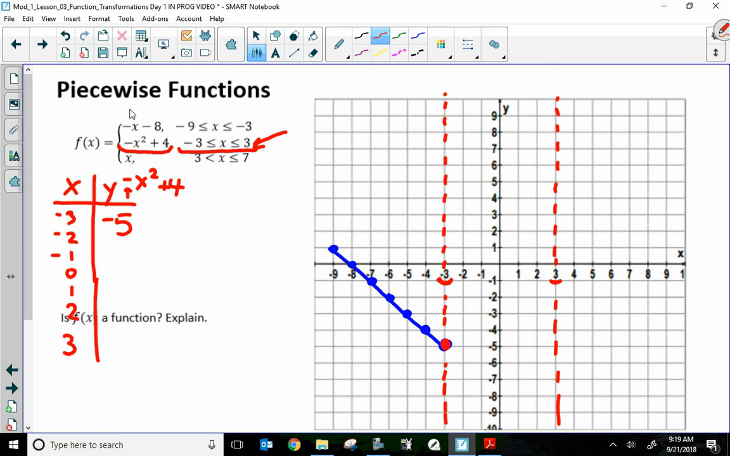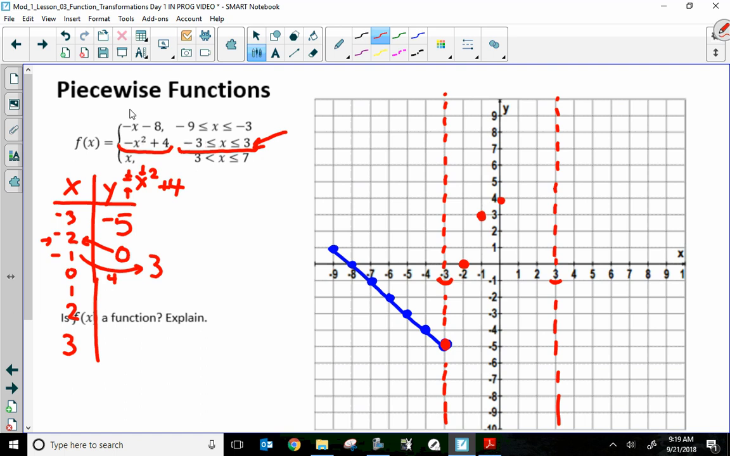That's nice. If I square negative 2, I get 4. If I negate that, that becomes negative 4 plus 4. That's 0. So at negative 2, that's 0. At negative 1, that'll be minus 1 plus 4, that'll be 3. So negative 1 comes up to 3. At 0, that's 4. So at 0, we go up to 4.